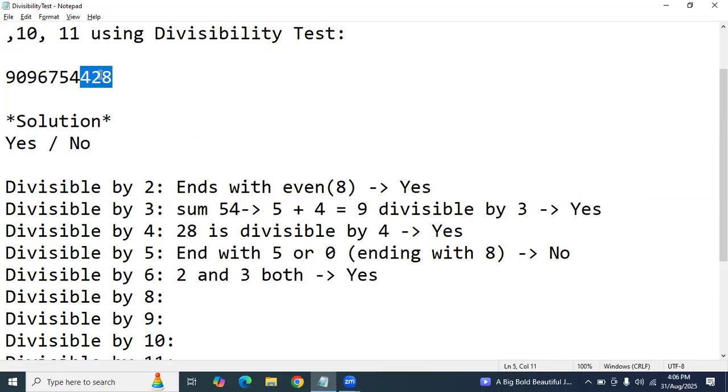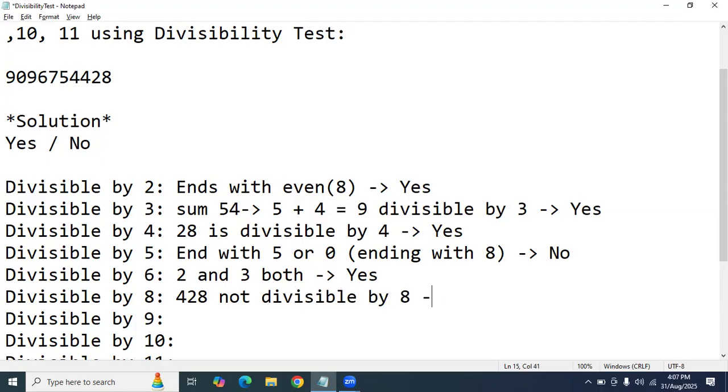So if you try to divide 428 by 8, you will get 8 5s are 40, 2 remaining, 28, 8 3s are 24. So 4 is the remainder. So it is not divisible by 8. So if the last 3 digit number is not divisible by 8, then the entire number is not divisible by 8.